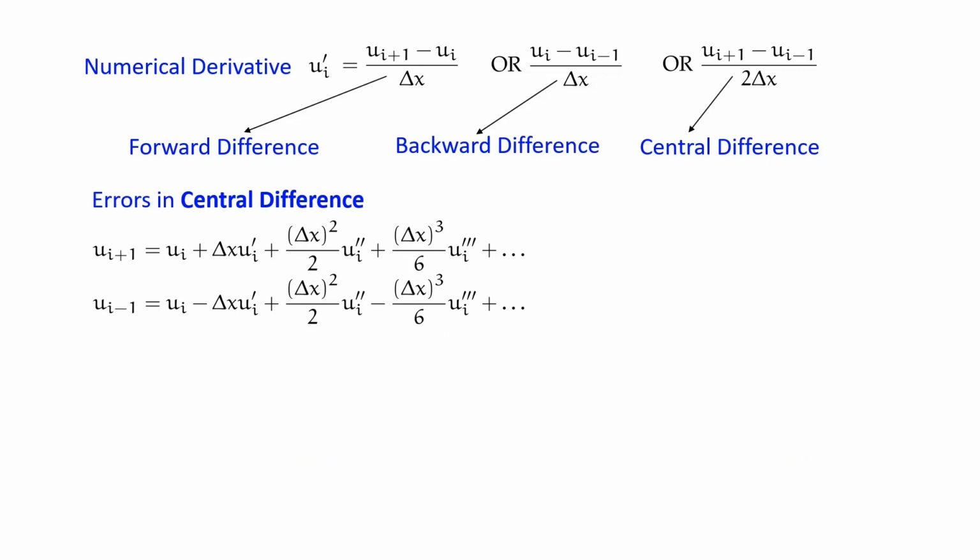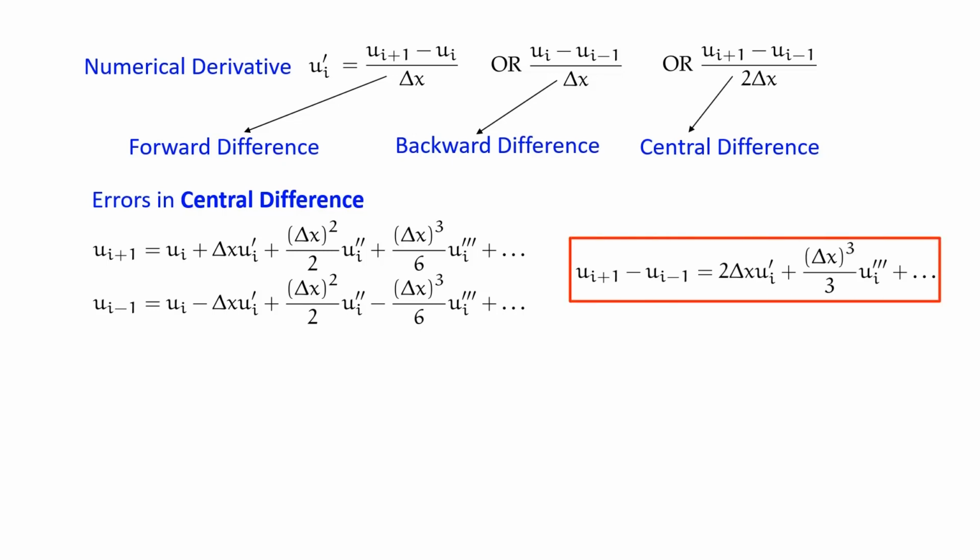Now we come to central difference. In central difference, we expand in Taylor series both u_i plus 1 and u_i minus 1, the way we already did, and then we take u_i plus 1 minus u_i minus 1, then we have twice delta x u_i prime plus delta x cube by 3 u_i triple prime, etc. You can see that u_i double prime is cancelled out.